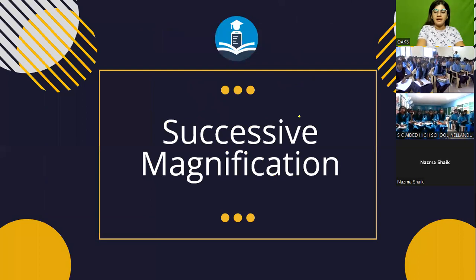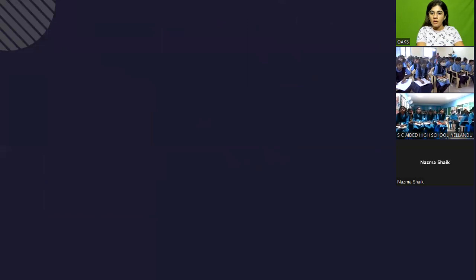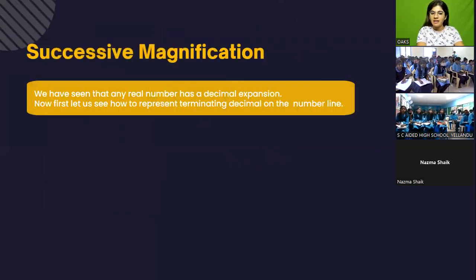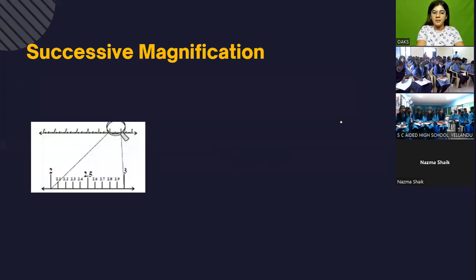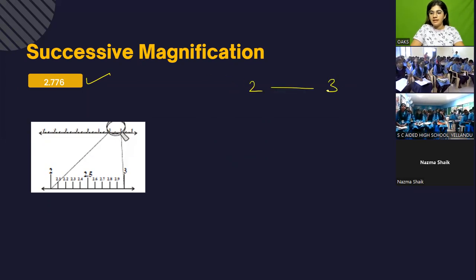Okay, moving ahead. Now we have our last topic, that is successive magnification. So with the topic name, you understood what successive magnification means. Now, we have seen that any real number has a decimal expansion. First let us see how to represent a terminating decimal on the number line. Here, we have to represent 2.776. I just ask you, does this number lie between 2 and 3? School 2, can you answer yes or no? Does this number lie between 2 and 3?